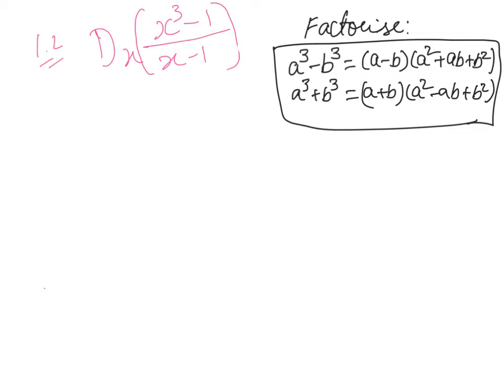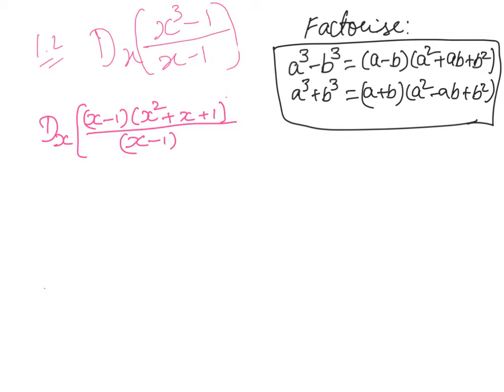So here it is a difference of two cubes, so we apply the factorization here. I have not yet started differentiating, I'm simplifying. So I'll write d over dx of, I factorize x cubed minus 1: it is x minus 1 times x squared plus x plus 1, the whole divided by x minus 1. And that's how I factor and simplify.